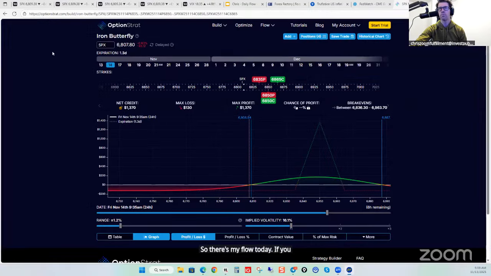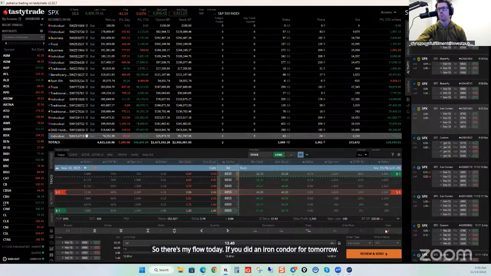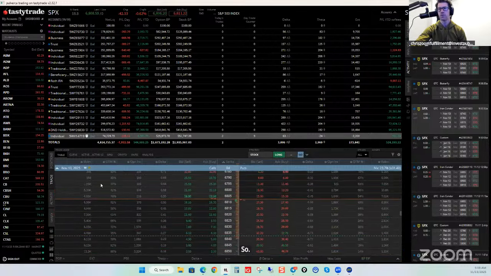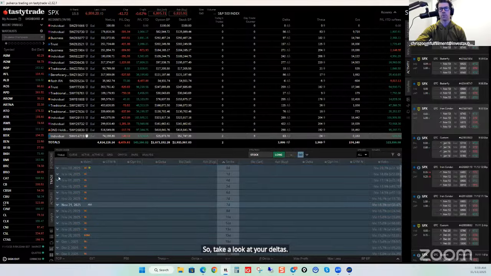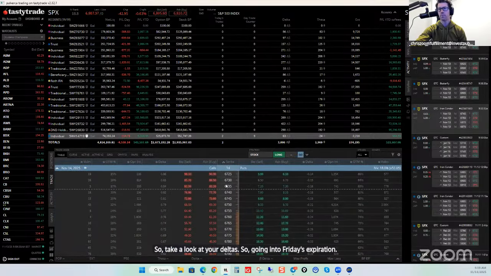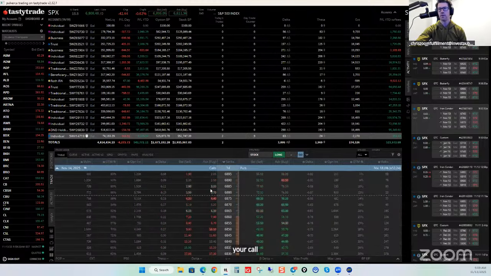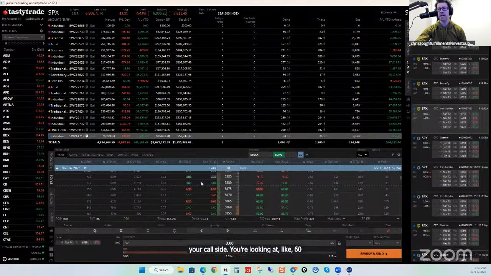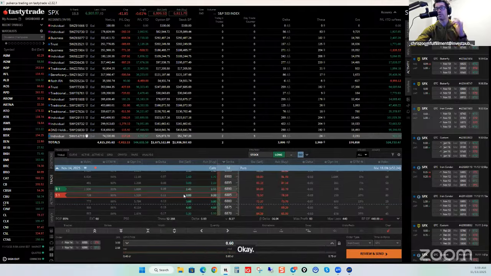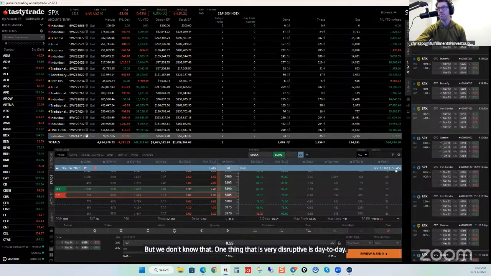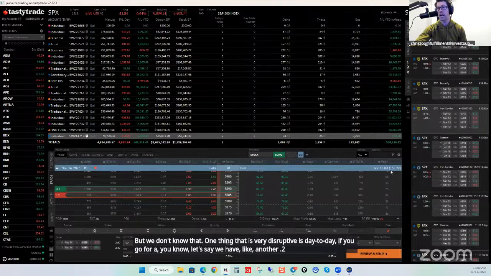If you did an iron condor for tomorrow, take a look at your deltas. So go into Friday's expiration. Your call side, you're looking at like 68.85, 68.90. So what happens if you took this trade tomorrow, with any type of overnight gap? In a 1 day or a 0 day environment, this should be calculated in, but we don't know that. One thing that is very disruptive is day to day. If we have another 0.2 to 0.4% gap, higher or lower, it's going to test one of these levels.